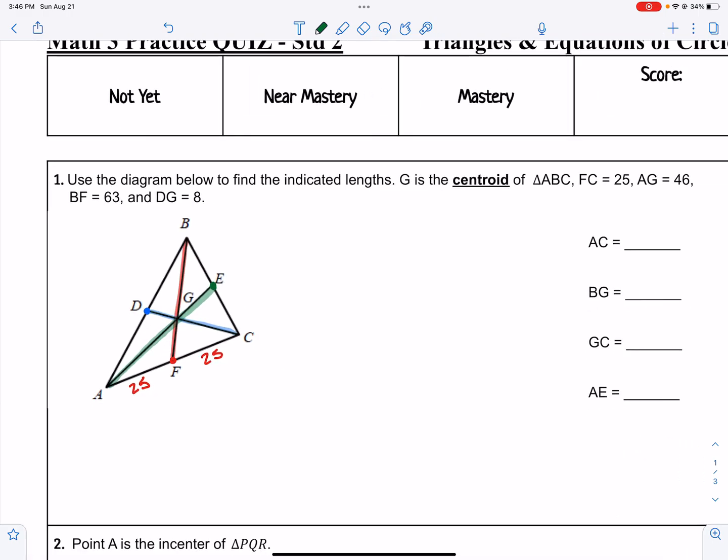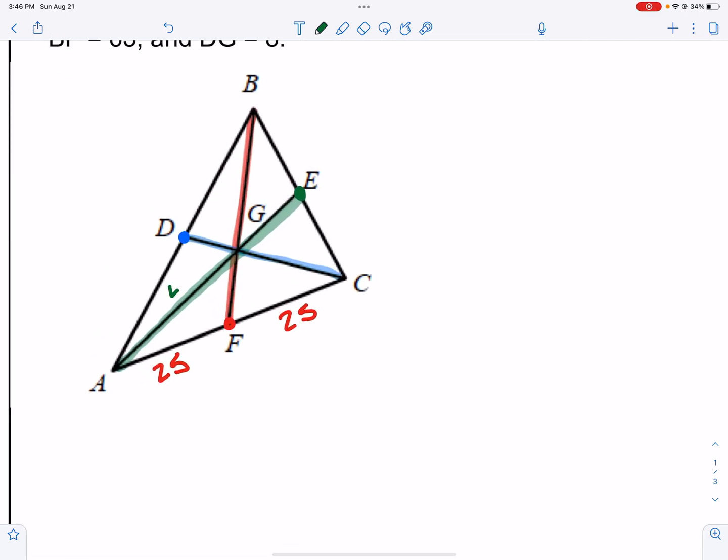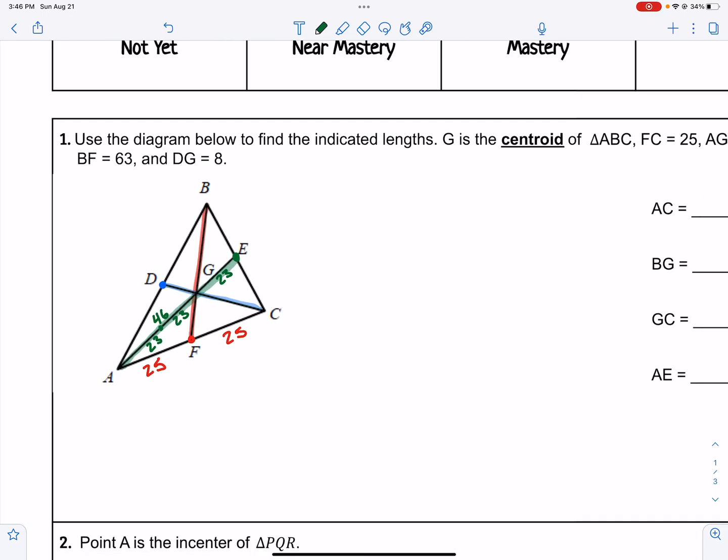We put FC is 25, so we know AF is also 25. AG is 46. So if AG is 46, remember we know the 2/3, 1/3 rule. AG is the longer piece of that median, which is 46. So that could be broken up into 2 equal parts, which are 23. And then the shorter part, which is GE, would also be 23.